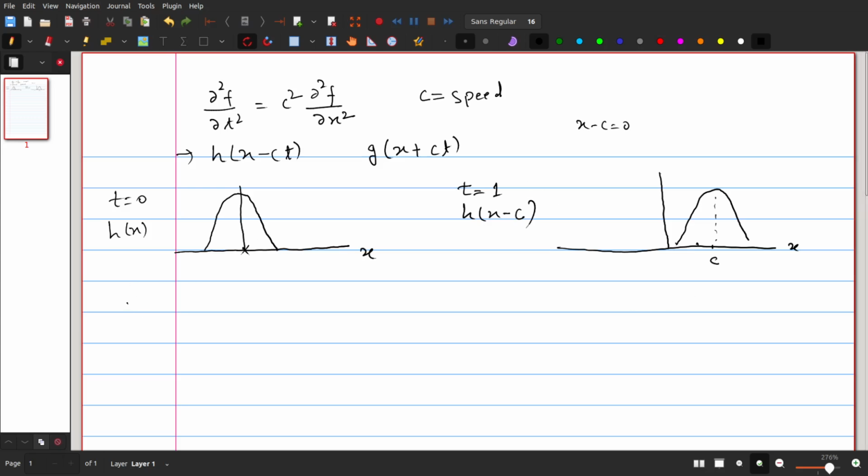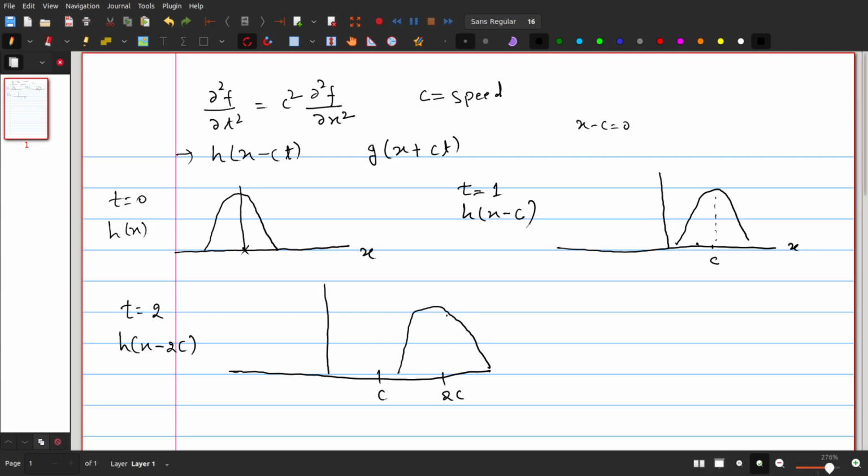Similarly, if we take t = 2, say, then our function will be h(x − 2c), and this function will be localized at x − 2c = 0. So this will be localized at x = 2c, and its shape will look something like this. Meaning its shape will be the same as before.